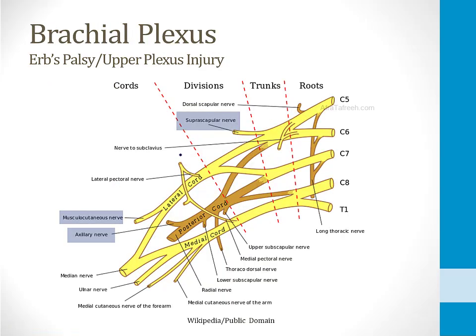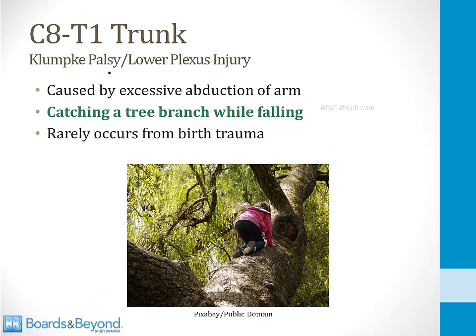And if we go back to this picture, I just want to show you where all these nerves are. So this is the suprascapular nerve here. Down here we have the musculocutaneous and axillary nerve. They all derive from C5 and C6, and that's why all of these can be dysfunctional when you have an upper trunk injury. Next, let's talk about a C8 to T1 trunk injury.